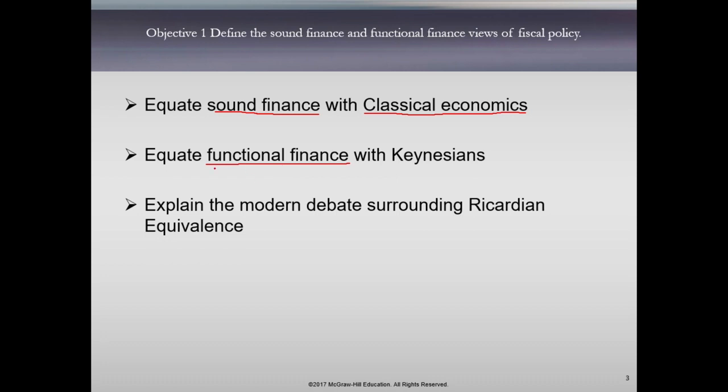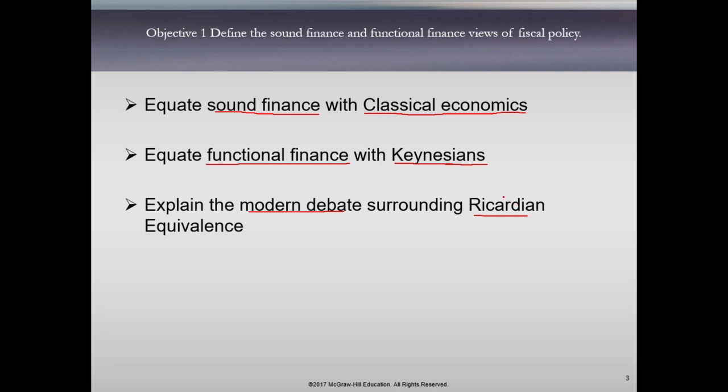In particular, there's an economist by the name of Abba Lerner who really led the charge to take Keynes' book, his General Theory, and mathematize it, if you will, and pull some rigorous policy prescriptions from it. And one of the ideas that came out of that was functional finance. And then finally, we'll explain the modern debate surrounding what I'm going to call Ricardian equivalence.